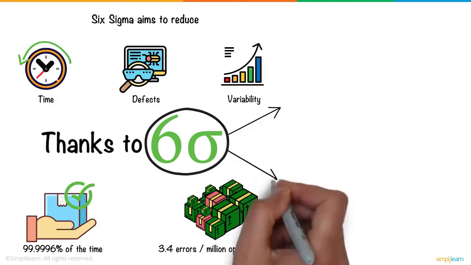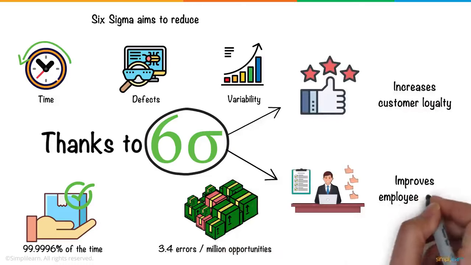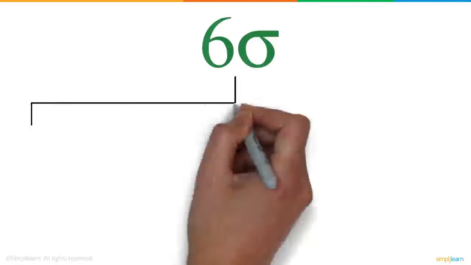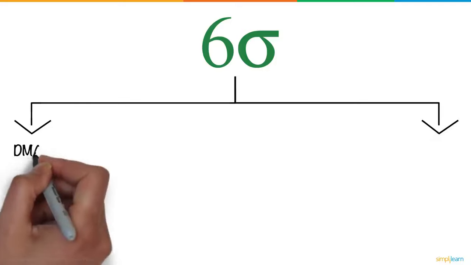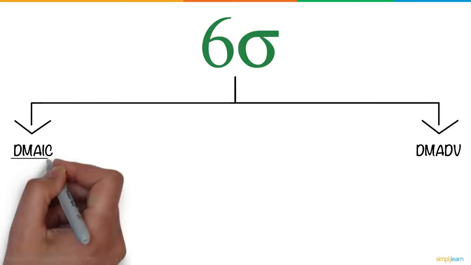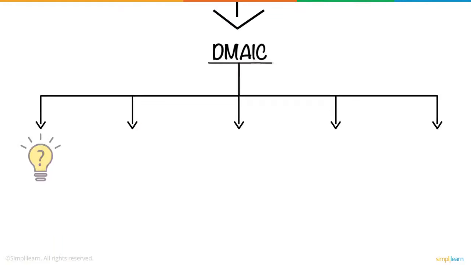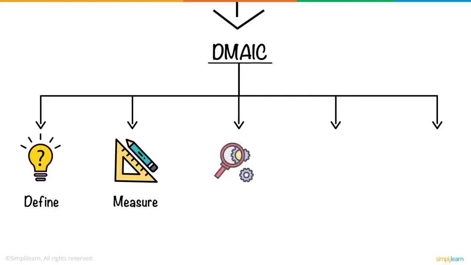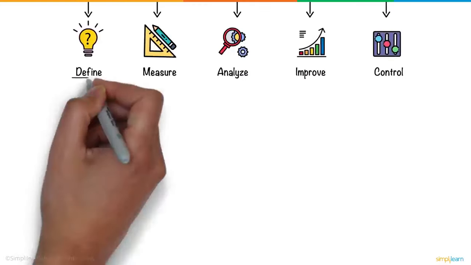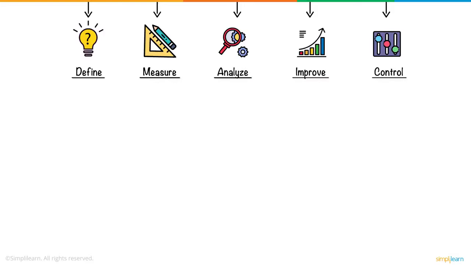Six Sigma also increases customer loyalty towards the brand, improves employee morale, leading to higher productivity. Six Sigma has two major methodologies: DMAIC and DMADV. Let's look at the first methodology. DMAIC is an acronym for Define, Measure, Analyze, Improve, and Control. Let's have a look at each of these stages individually and how it relates to your earlier problem.